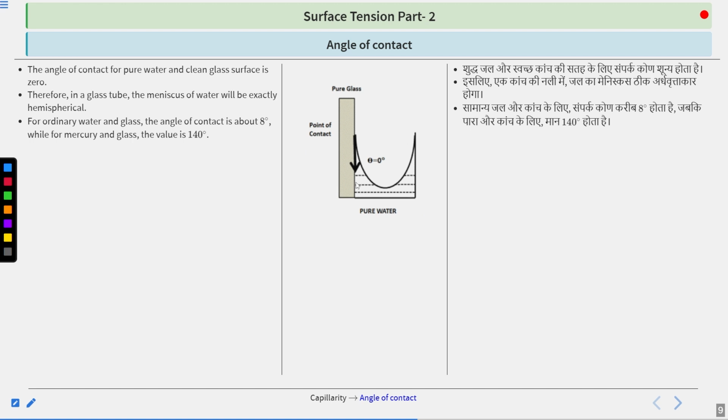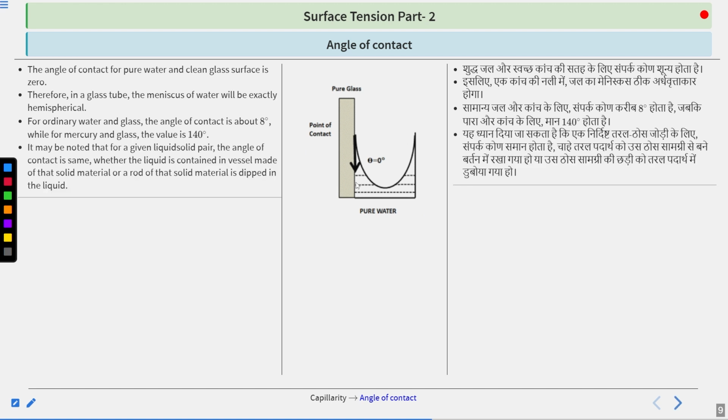is 140 degrees. It may be noted that for a given liquid-solid pair, the angle of contact is the same whether the liquid is contained in a vessel made of that solid material or a rod of that solid material is dipped in the liquid.